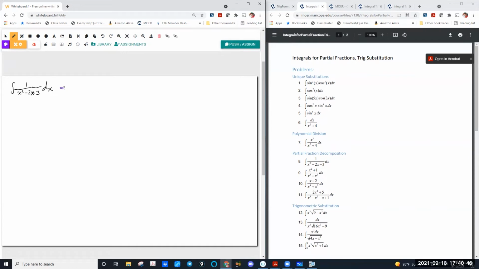So first thing you do is you factor your denominator. And this is going to factor into x minus 3 times x plus 1. Okay.